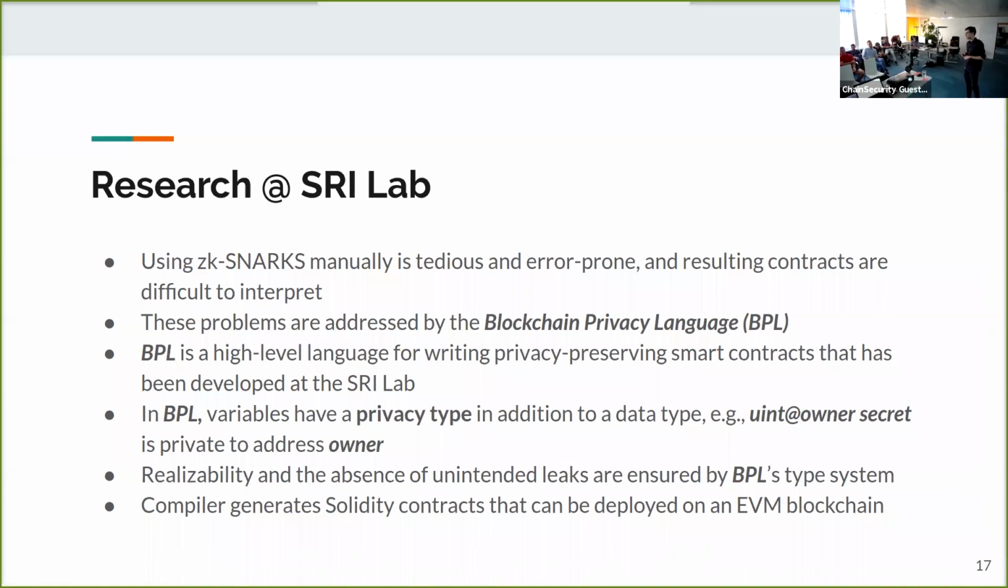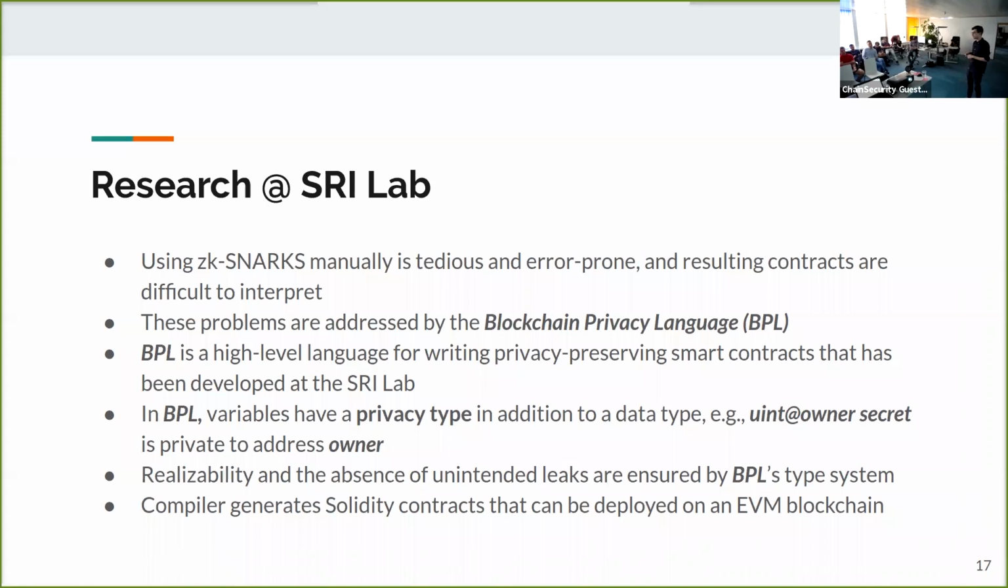BPL has a type system which checks that whatever contracts are written are actually realizable using these zero-knowledge proofs, and which is also aimed at preventing unintended leaks of the secret. For example, if after defining the secret here you try to write this to public storage without explicitly revealing it, this will be captured by our type system.